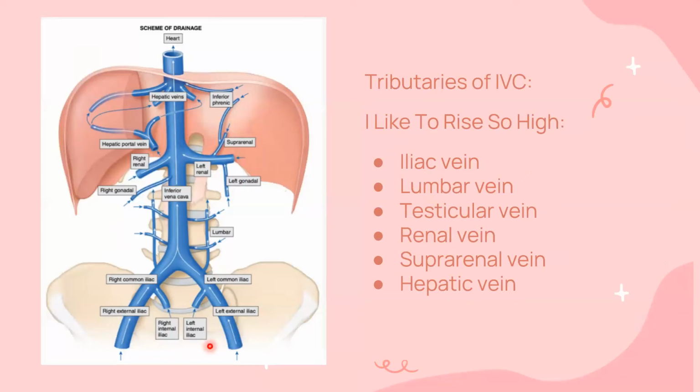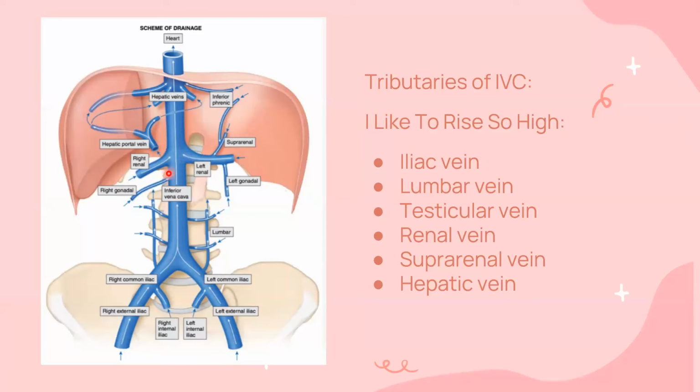So we're going from down to up. That says, I like to rise so high, as will all of you, inshallah, as you progress in your career. So the I is for the iliac vein, which you guys can see is fusing here, right? So this is the first tributary. These will fuse together, and then they will soon be joined by the L, which is the lumbar vein. The lumbar vein afterwards will also get joined by the gonadal or testicular veins. Afterwards, you have the joining of the renal veins, the suprarenal veins from here, and finally the hepatic portal vein.